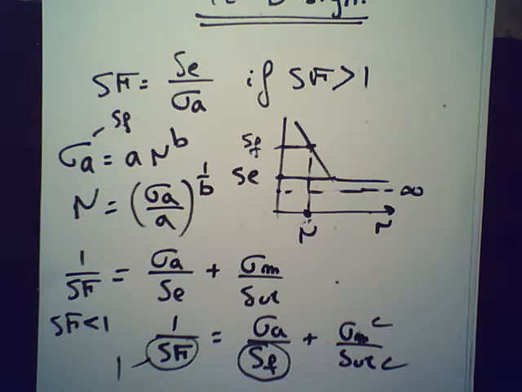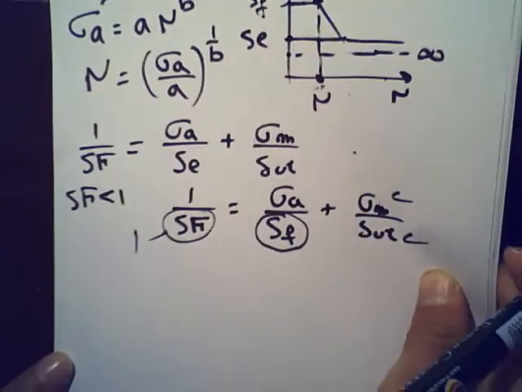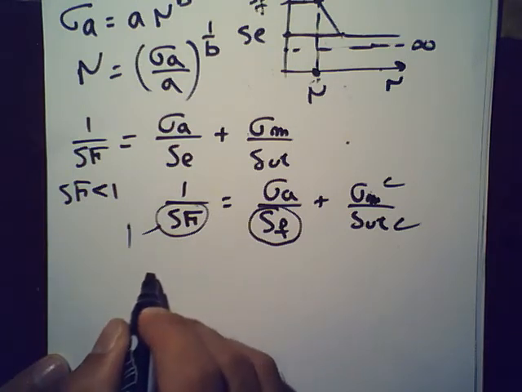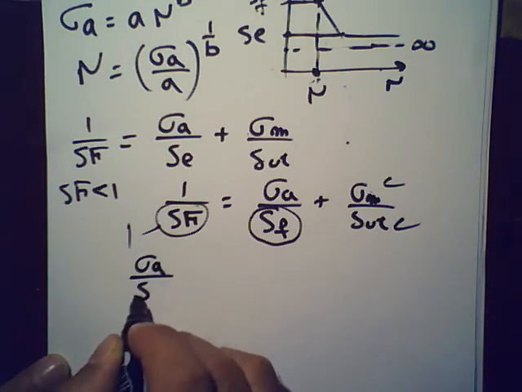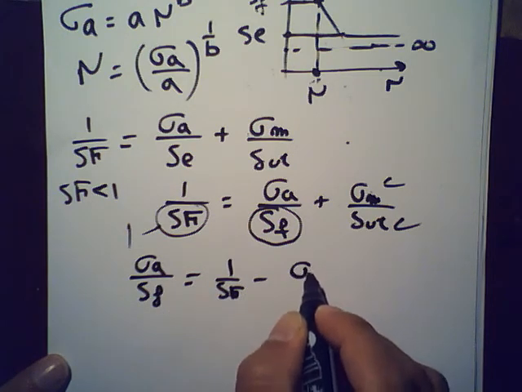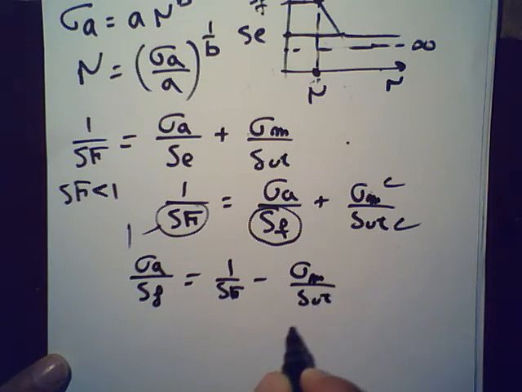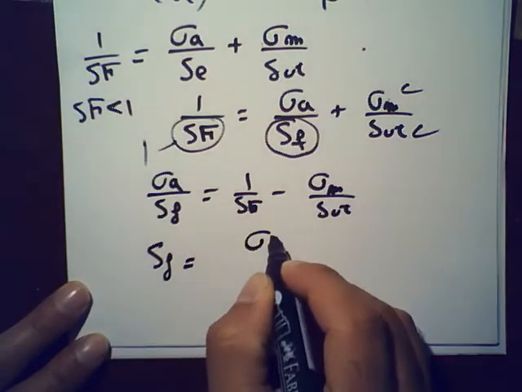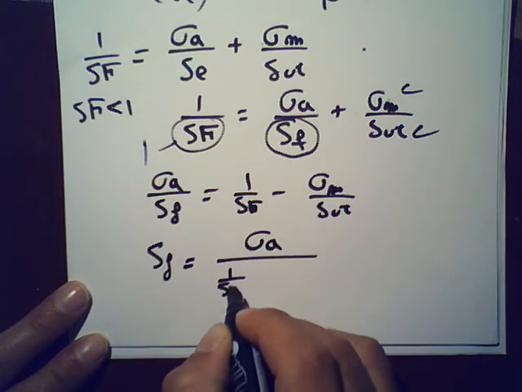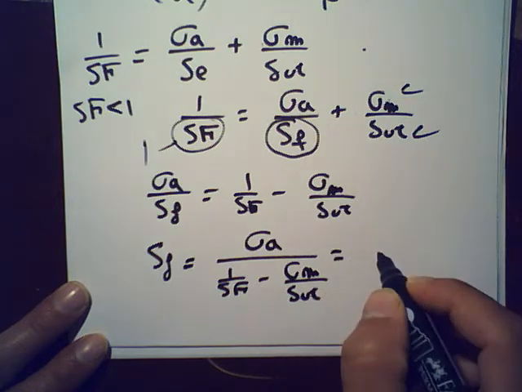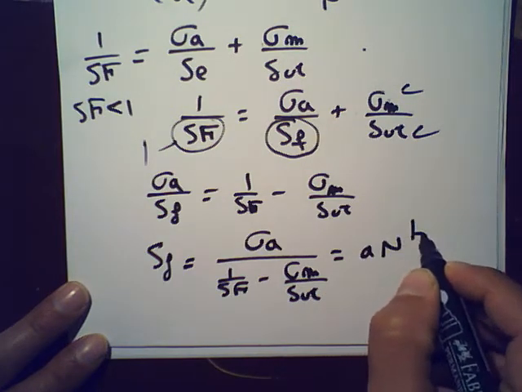So if I solve for SF from here, I'm going to have what? Sigma A over SF is equal to 1 over the safety factor minus sigma M over SUT. So your SF is equal to sigma A, 1 over safety factor minus sigma M over SUT, and this whole thing is equal to A n to the power B.